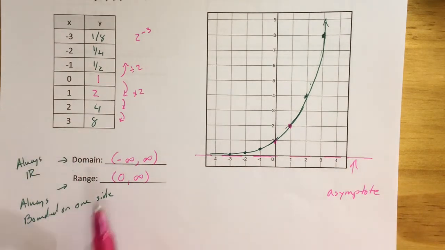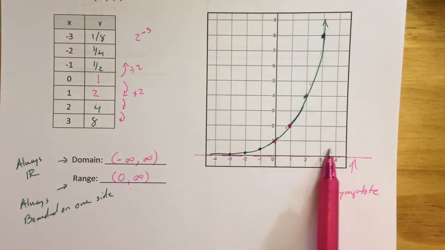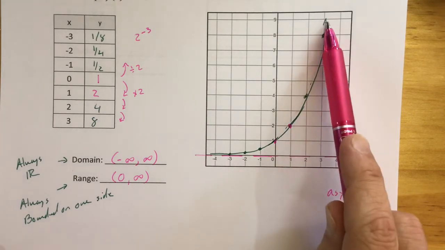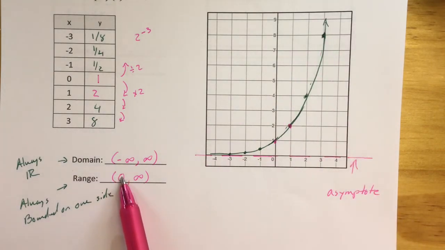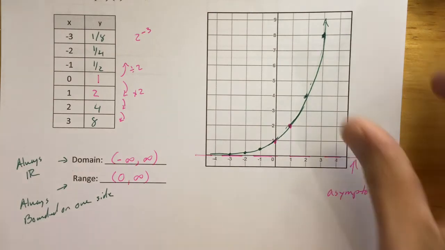So if we're not restricted on what we can plug in for the x's, then it's going to be all real numbers. The range is going to be slightly different. It is going to be very consistent, but you're going to notice that you're bounded on one side. In this case, you're bounded at the x-axis where the asymptote is, and then it goes up to infinity. We do use open parentheses because that is an asymptote.